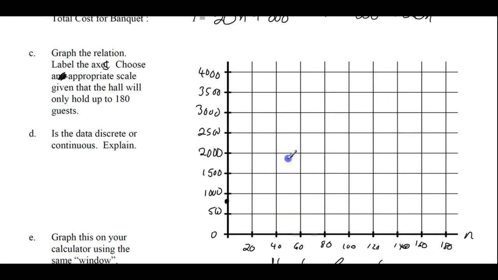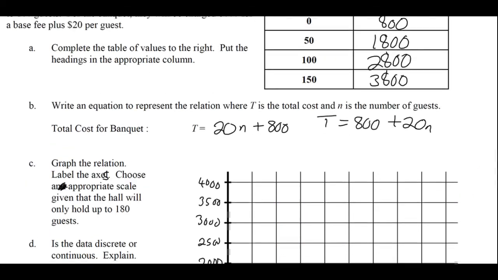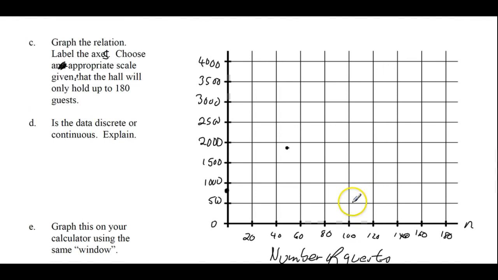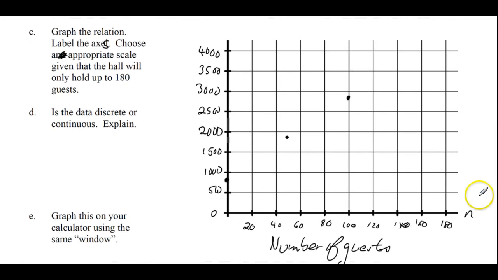$50 is 1,800. 100 is 2,800. 150 is 3,800. And here we go, there's our points, and they lie on a straight line. We could fill in other points if we wanted. We could get values for 20 and 60 and 80 and such, but we don't need them.